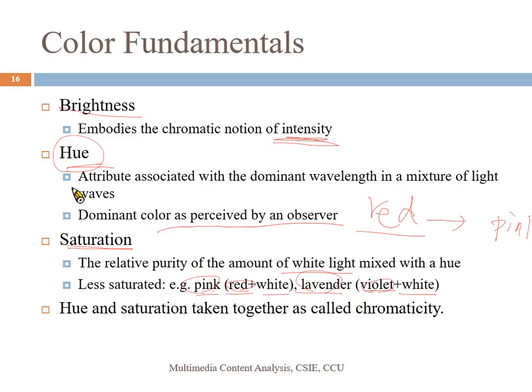And basically, the color we perceive depends on hue and saturation. Hue and saturation taken together is called chromaticity. So that's how we perceive the color, and the strength of the light depends on the brightness value.